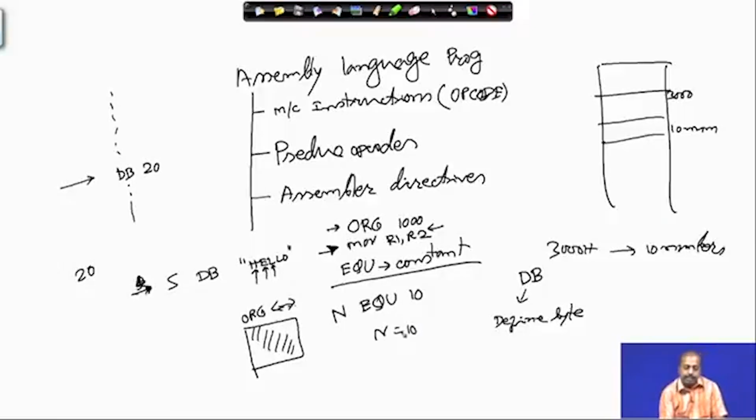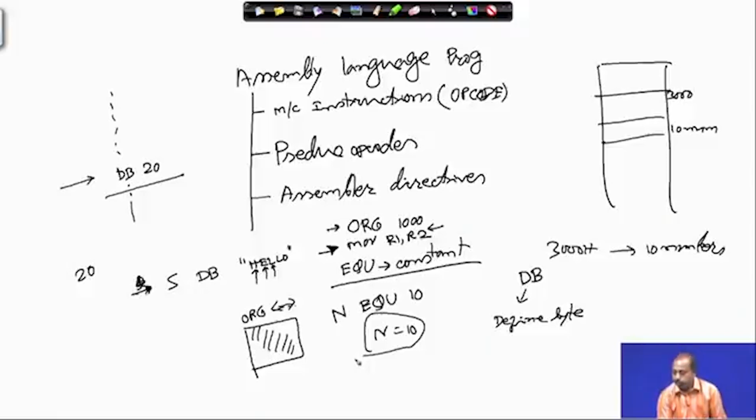So, unlike DB, this n is not assigned any memory location. In the assembled code you will never find n having a location, but wherever in the program n occurs, it will be replaced by 10 in that program.